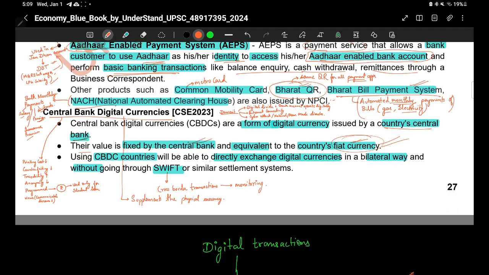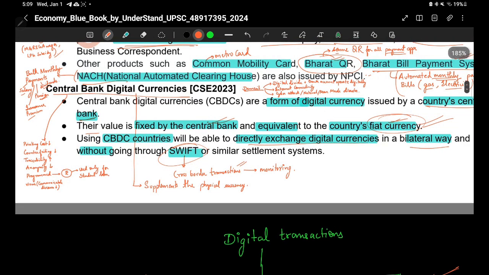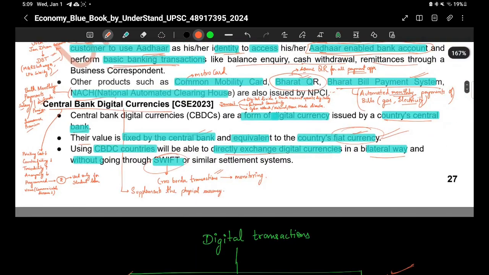Then using CBDC, countries will be able to directly exchange digital currencies in a bilateral way without going through SWIFT. What is SWIFT? SWIFT is like a settlement system for cross-border transactions. It will monitor the cross-border transactions. So you don't have to go through this. You can just use CBDC directly and overcome all this SWIFT and all that.